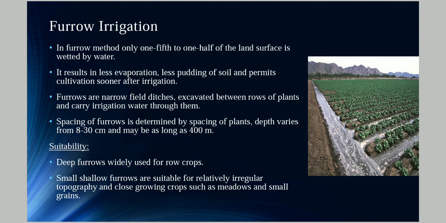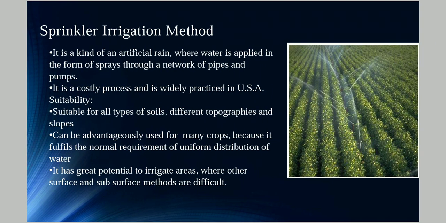The furrows are narrow field ditches excavated between rows of plants that carry irrigation water through them. Spacing is determined by the spacing of the crops which are planted. The depth of the furrow varies from 8 to 30 centimeters and may be as long as 400 meters. Deep furrows are used for row crops, and shallow small furrows are used for relatively irregular topography and for close growing crops such as meadows and small grains.